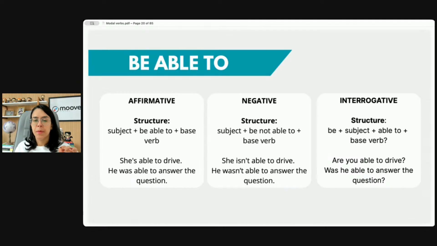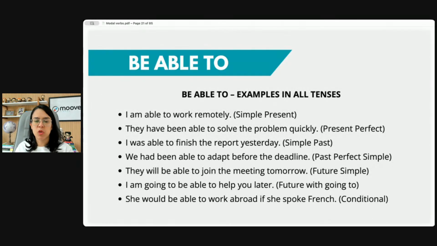Interrogative. We use the verb to be before the subject, able to, and the verb in the base form. Are you able to drive? Was he able to answer the question? We can also use what, when, where, why with be able to. So as I told you, it's a really dynamic structure.